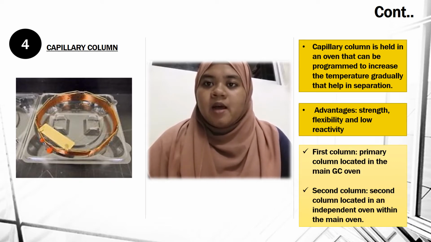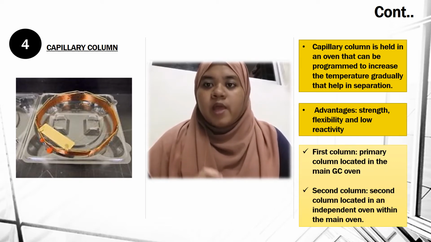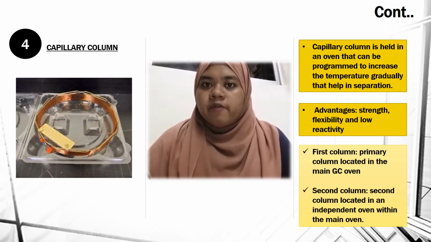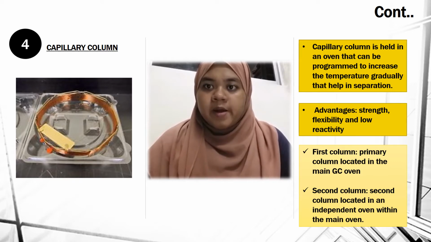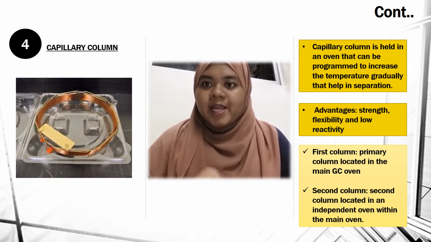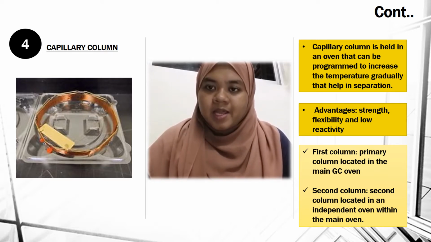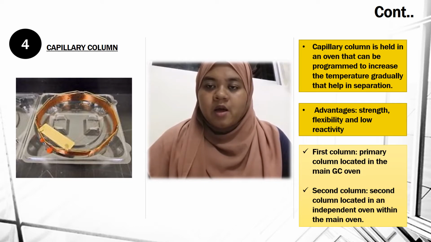In the capillary column, we have two columns, a first column and a second column. The first column, known as the primary column, is located in the main GC oven, and the second column is located in an independent oven within the main oven.